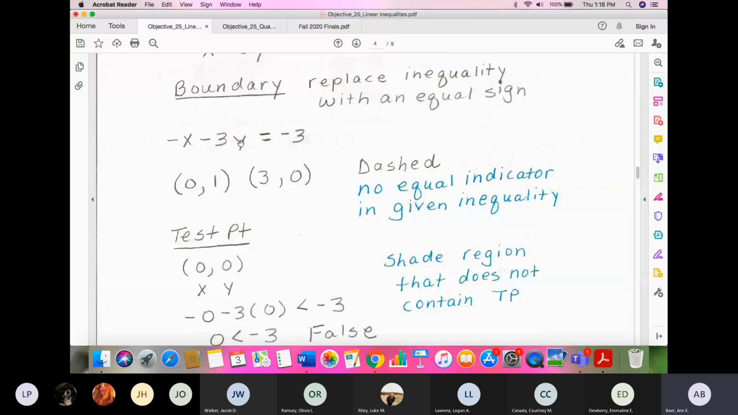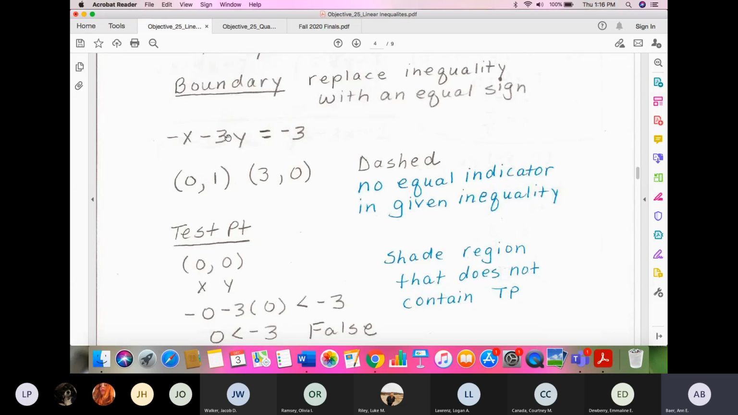Let's now put 0 in for y. 0 times -3 is still 0. So imagine covering this up now. We do have cover-up rules in math. So we want to cover this up. We're left with -x equals -3. If we multiply both sides by a negative, this negative is going to switch to a positive, and this one's going to switch to a positive, and we're just going to have x equals 3. So those are our two points on our boundary.